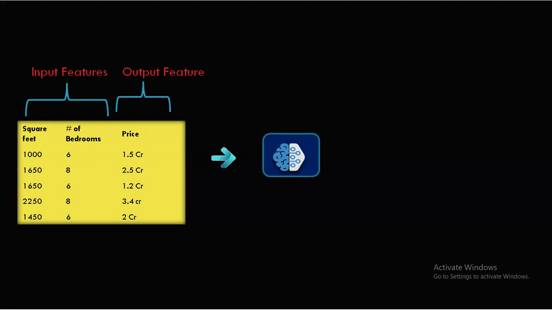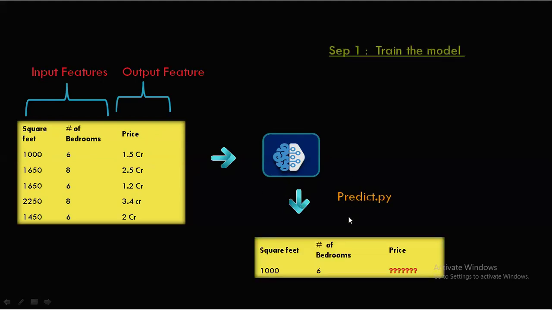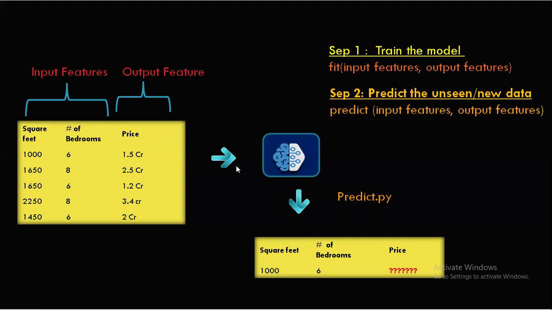Step one is we need to train the model with this data, both the input and output features. And then apply the trained model on the unseen data to make the prediction. So to make the prediction, we have predict.py, and to train the model, we have train.py. These are the files that we have separately. Remember, guys, in Python we have the fit method and the predict method, using which you can train a model and make a prediction.